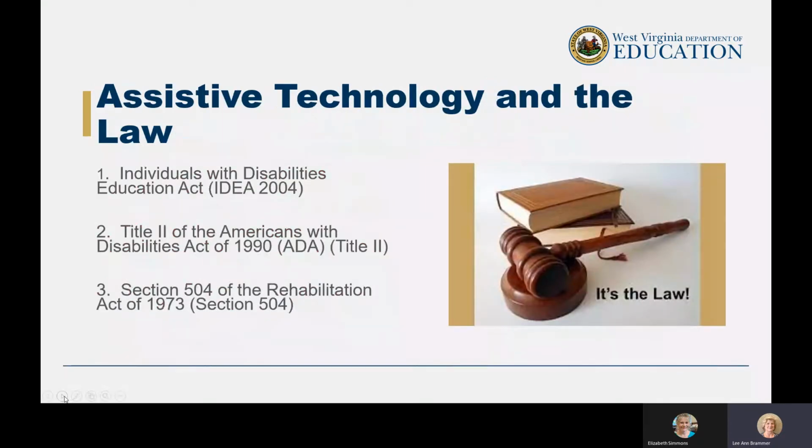There are 3 laws that school systems are responsible for adhering to in the provision of assistive technology. One is IDEA, which everyone's familiar with. Another is the Americans with Disabilities Act, and you've probably heard of that one because of curb cutouts and building access and that kind of thing. But Title II has some specific supports for students with disabilities, especially for communication and hearing and vision. And then Section 504 of the Rehabilitation Act.